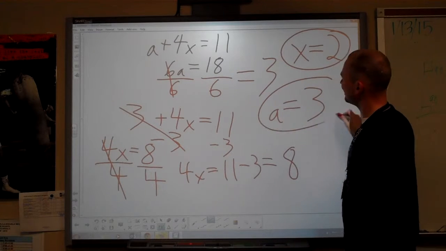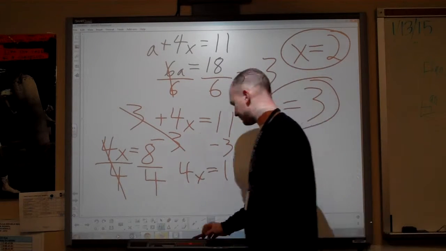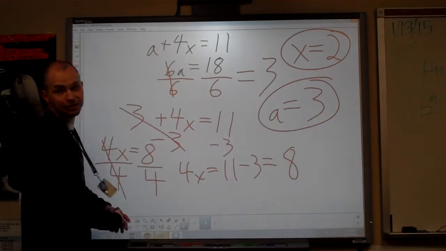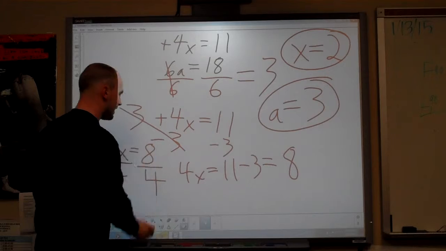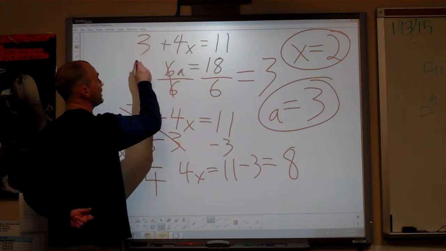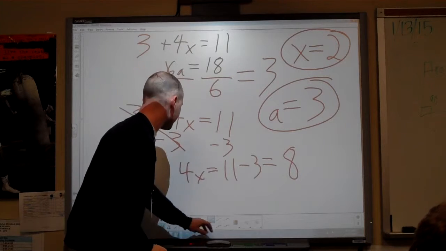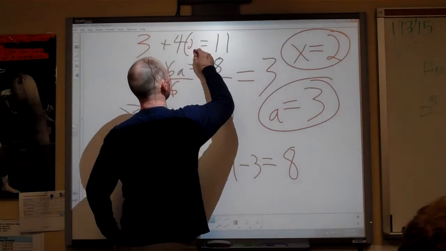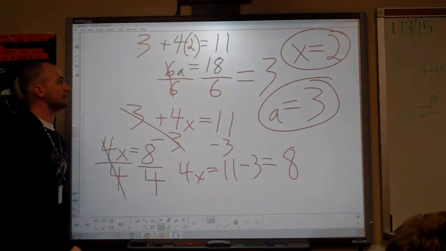X equals 2. A equals 3. Now let's go back to our original problem and check it, make sure that it works. So instead of an a, I'm going to substitute what a equals. In this case, it equals 3. And instead of x, I'm going to substitute what x equals. X equals 2. And I'm going to make sure this is a true statement.